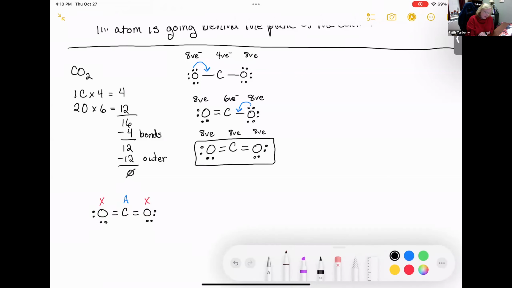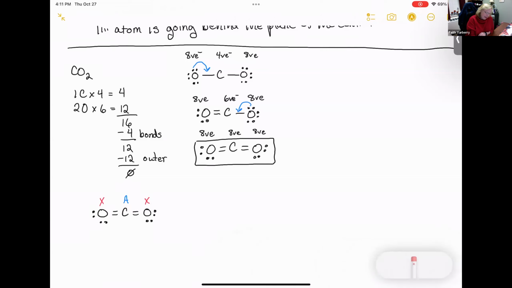So my notation is that it is an AX2 molecule, where the number of bonding groups, which is X, plus the number of lone pairs, which is N, would be 2 plus 0 in this case, or in other words, 2.